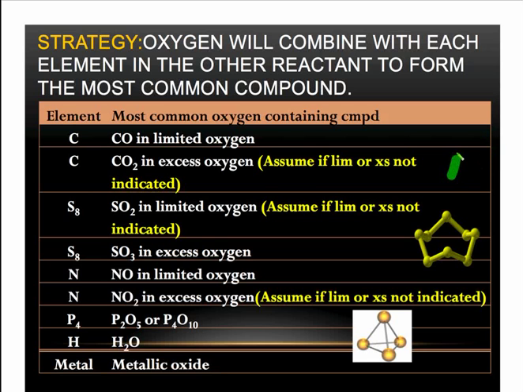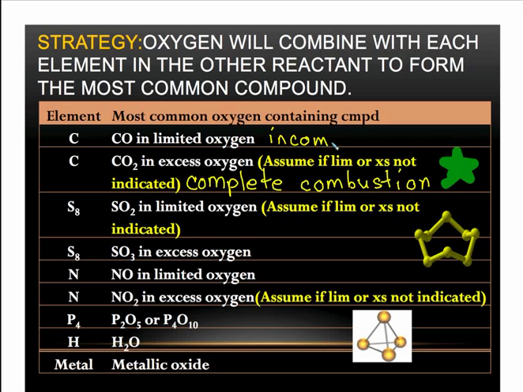Now, there's some general guidelines. This was basically what we saw in pre-AP chemistry, forming CO2 in excess oxygen. That's often called, especially when it's with a hydrocarbon, complete combustion. And in IB, I know I have seen this distinction numerous times in problems. If it's carbon monoxide, then it's often called incomplete combustion.